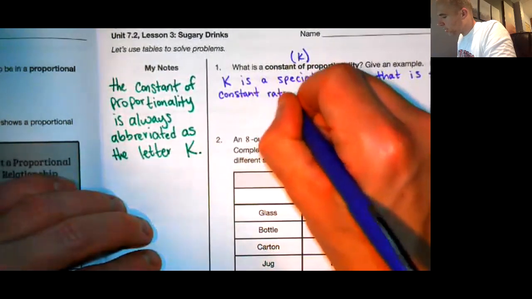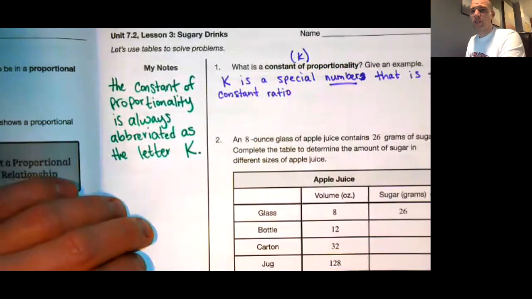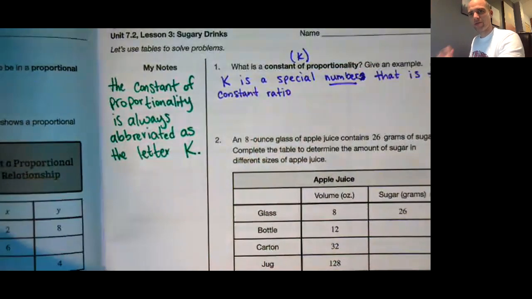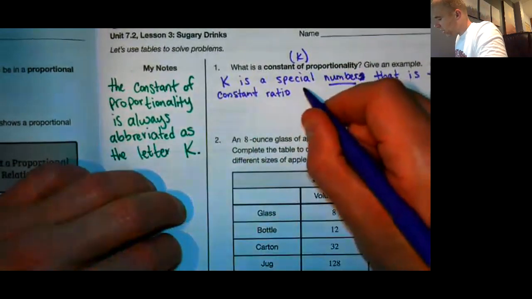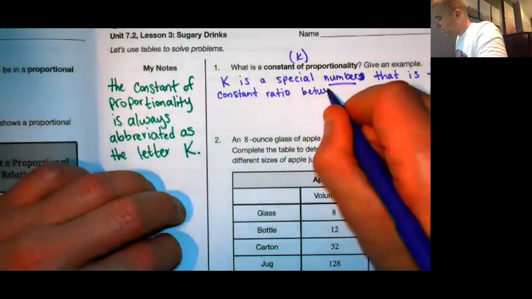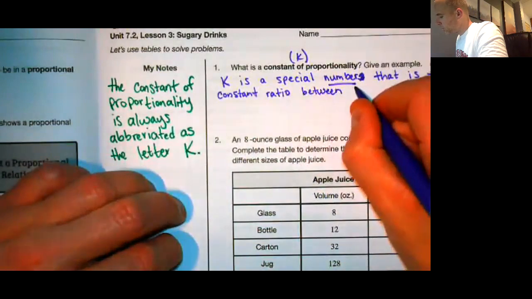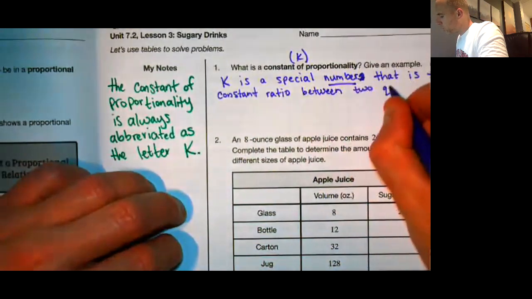ratio. So constant in math just means never changing. It's the opposite of a variable. A variable can change. To vary means to change. Constant, on the other hand, means it just stays the same, doesn't change. K is a special number that is the constant ratio between two quantities.